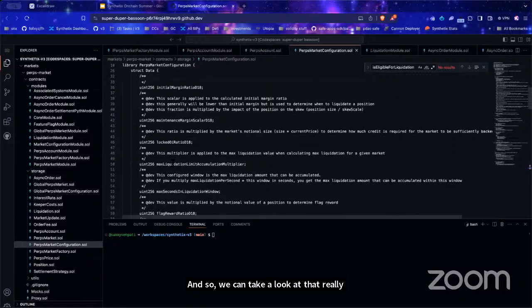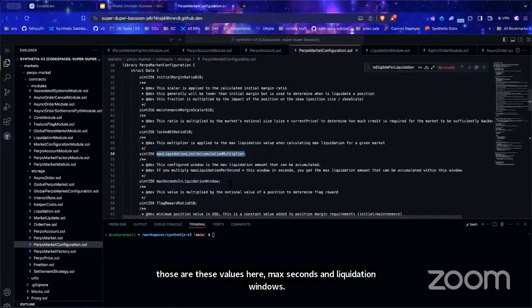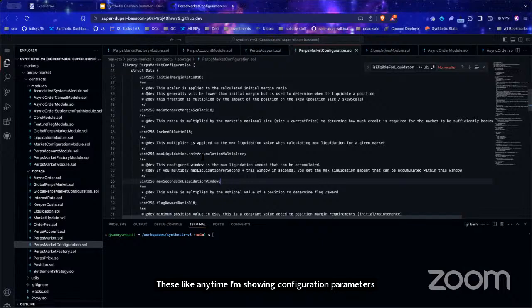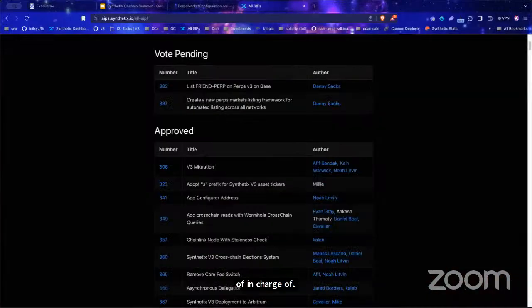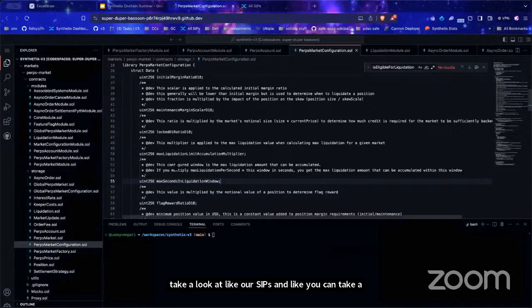So those are these values here, max seconds and liquidation windows. Anytime I'm showing configuration parameters, these are all things that the Spartan Council is in charge of. And you can also go into our SIPs and take a look at what some of the market configurations are if you wanted to do your own calculations.